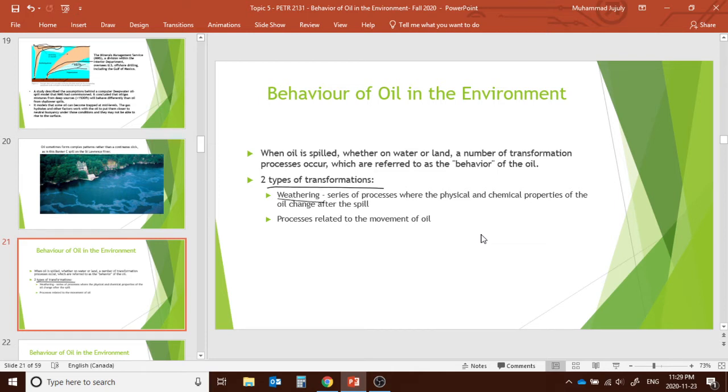Number one is the weathering effect, and another is the process related with the oil movement. So the weathering effect means the series of processes where the physical and chemical properties of the oil change after the spillage. For instance, volatility. If the oil is volatile, then after a couple of hours, it starts disappearing, and it will appear in the atmosphere, which is also bad, but it will actually go out from the spillage source.